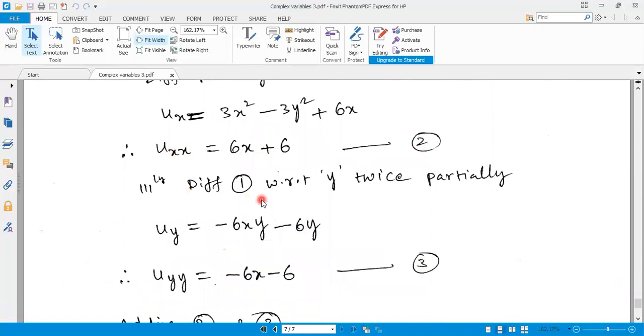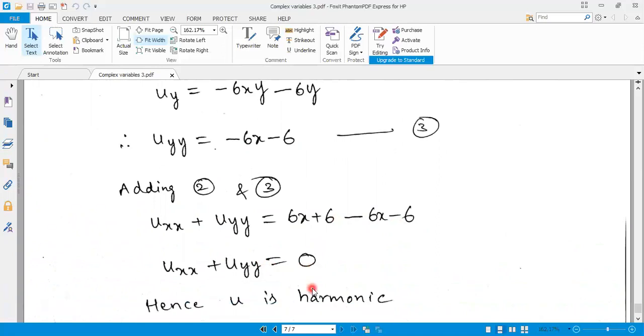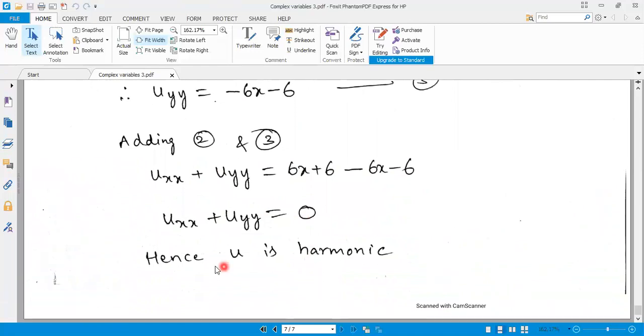Also differentiate 1 with respect to y twice. So the first time when you differentiate, we obtain uy equals minus 6xy minus 6y. Differentiate the second time, and we obtain uyy equals minus 6x minus 6. So when you add equations 2 and 3, on the right hand side all the terms get cancelled: plus 6x minus 6x, plus 6 minus 6. So the answer is 0. Hence u is harmonic.